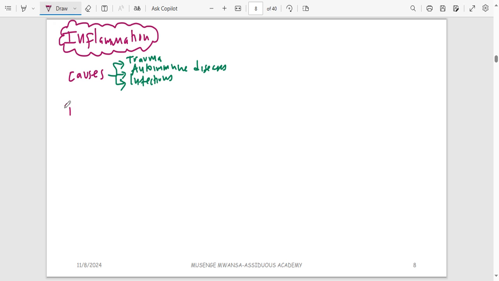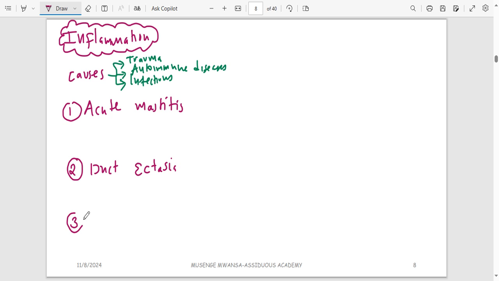Number one, you can have acute. We know inflammation ends in itis. So, breast mastitis. So, acute mastitis, that is the first thing. And then number two, we can have what we call duct ectasia. And then number three, we can have what is known as a granulomatous mastitis.